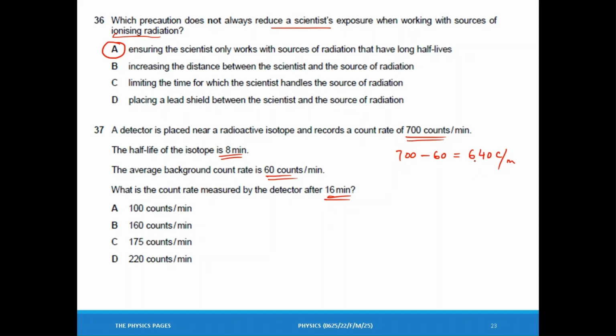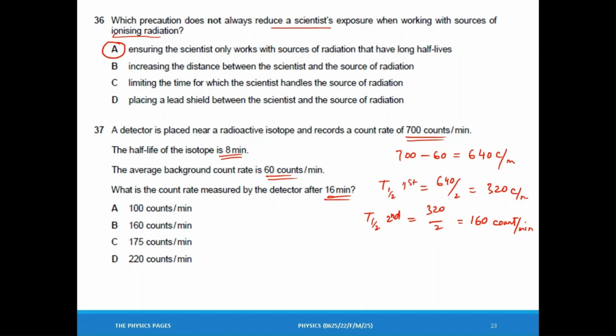Now 640 counts per minute. After the first half life, the count rate will be half of 640, that will change into 320 counts per minute. And after the second half life, the 320 counts will reduce to 160 counts per minute. This is the actual count rate after two half lives, that is 16 minutes.